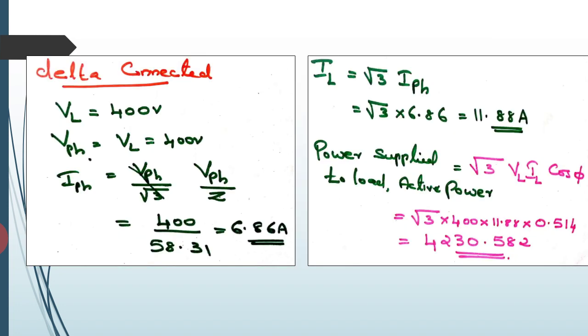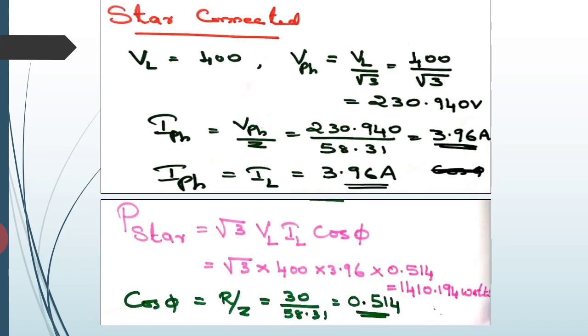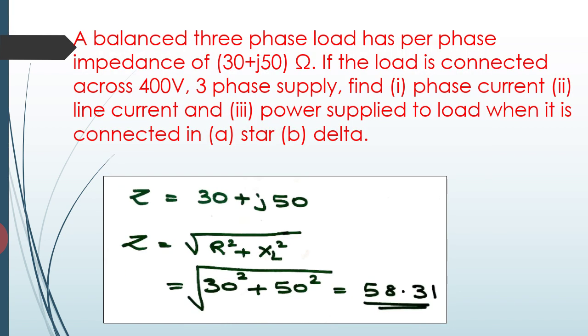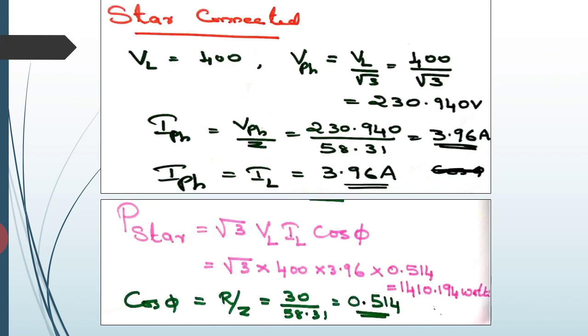So, we want to find V phase and I phase to find Z. That is V phase, I phase, that has to be found out. Only once we obtain I phase can we find IL. So that is done here. That is, from VL we obtained V phase, from V phase we obtained I phase, and from I phase, using the relation I phase equal to I line, you obtained 3.96.